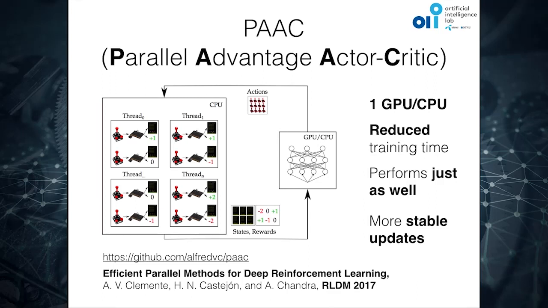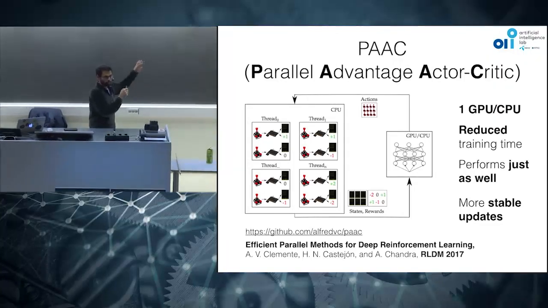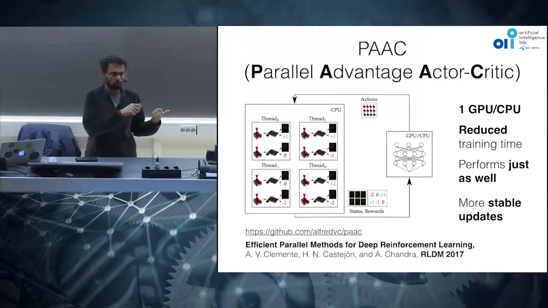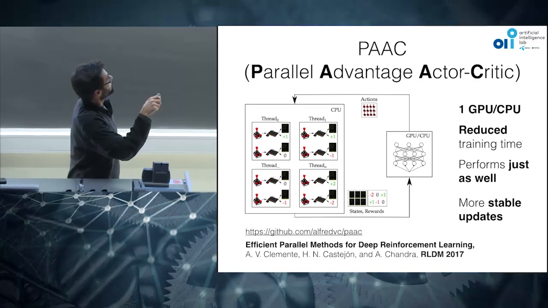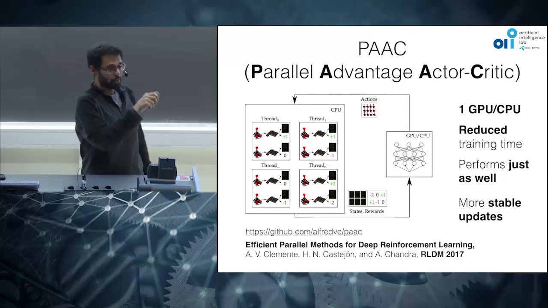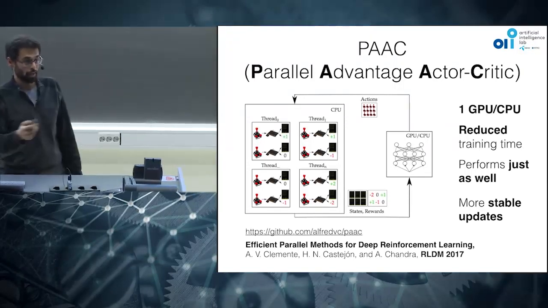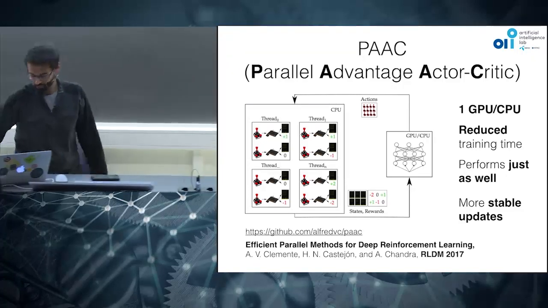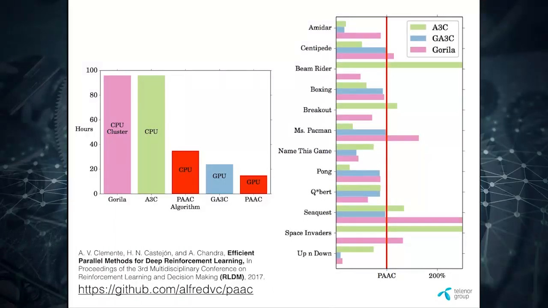What it turned out is that doing batched updates in this class of methods, which is policy gradient methods, more like actor-critic methods, was shown to provide more stable updates. It reduced training time further from 4 days to, say, a day, or even less, a few hours, and it performs just as well. Just some graphs for you. This is the parallel advantage actor-critic method. It is also called batched advantage actor-critic, or batched A2C.